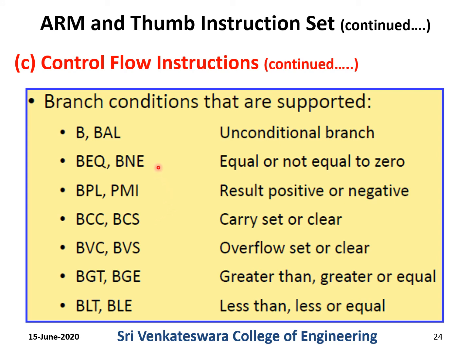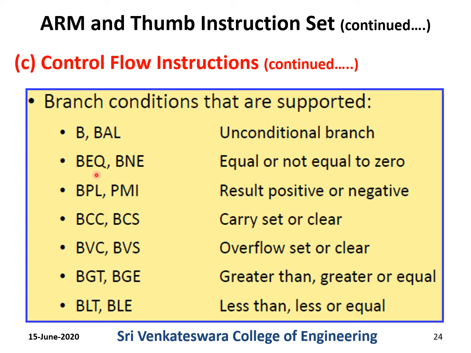Here some control flow instructions are listed. B and BAL do the same kind of operation. They are used as unconditional branch instructions. Once B or BAL is executed, the control will be transferred to the location which is specified along with the instruction. Then the remaining instructions are all executed only if a condition is met.